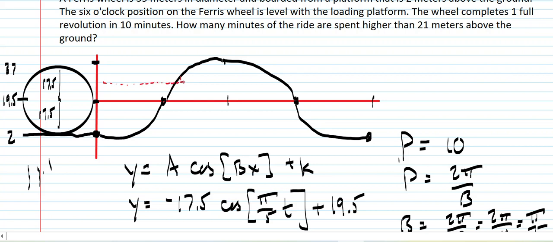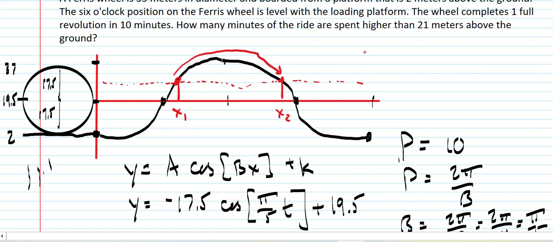There's 21.5 meters, let's say. And so it's going to intersect the graph in two spots. So we're looking for this point and this point right there. I'm going to call this x sub 1 and this x sub 2. At x sub 1, it's going up above that level of 21 meters, and at x sub 2, it's coming back down.